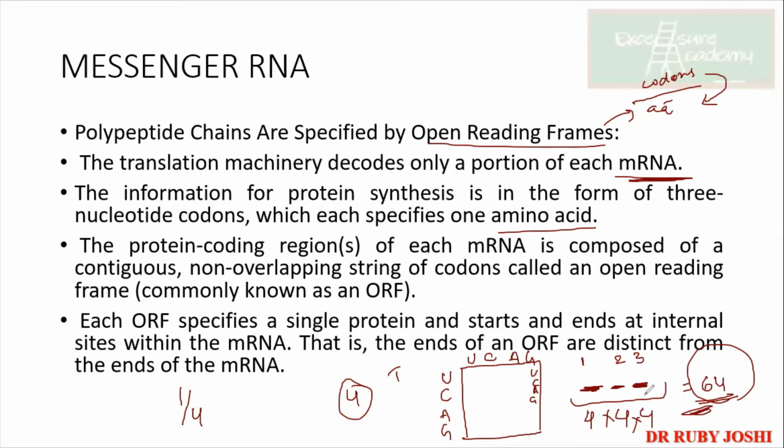If someone asks you for a probability, then that is going to be 1/4, unless it says that only a pyrimidine can come here or only a purine can come. Then the probability becomes 1/2, because we have 2 purines out of 4 and 2 pyrimidines out of 4. So your probability of purine or pyrimidine becomes 1/2. And if someone asks for a specific nucleotide, then it is 1/4.